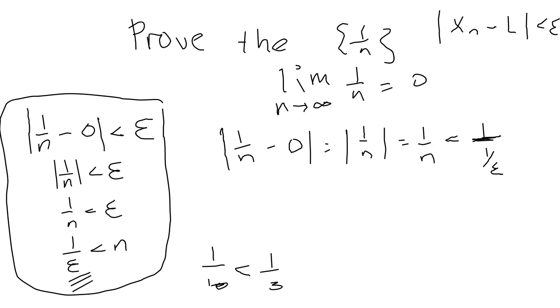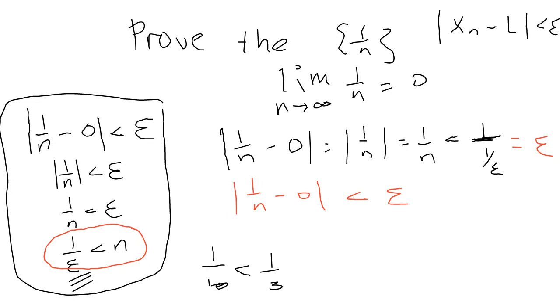We have shown a while ago that n is bigger than 1 over epsilon. Remember we did it over here? We're going to use n to be bigger than 1 over epsilon. So since n is bigger than 1 over epsilon, that means that 1 over n must be less than 1 over 1 over epsilon. That makes sense, right? And what is 1 over 1 over epsilon equal to? Epsilon. So we have shown that 1 over n minus 0 is less than epsilon.